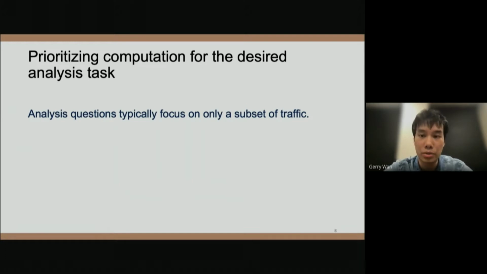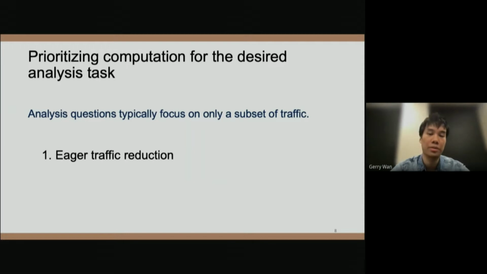So in building Retina, what we observed is that many analysis questions typically focus on only a subset of network traffic. And this allows us to prioritize computation for the desired analysis task. And we designed Retina following two main principles. The first is eagerly reducing the volume of traffic that needs to be processed at each step. So for example, this means minimizing the number of packets that need to be brought into memory, or minimizing the number of connections that need to be tracked.